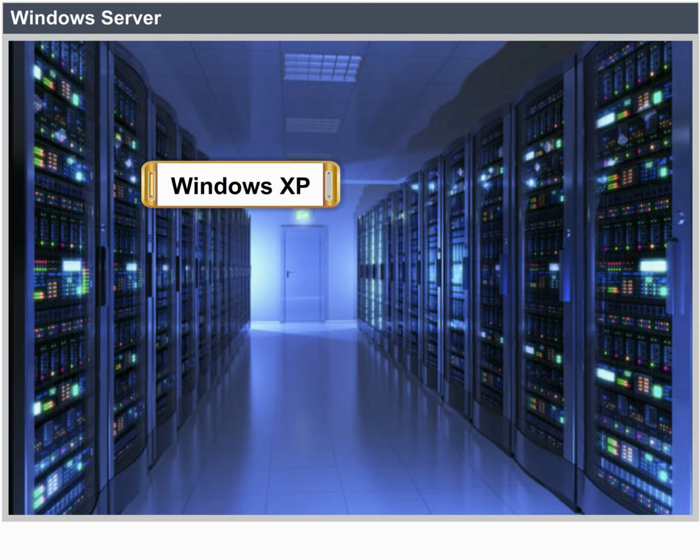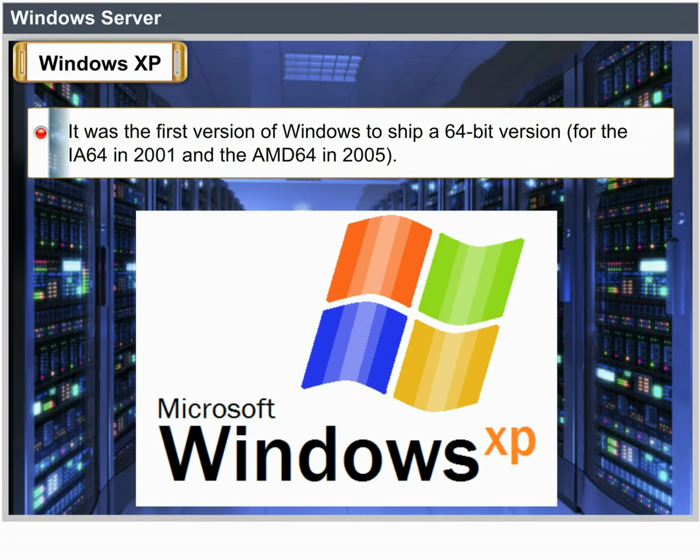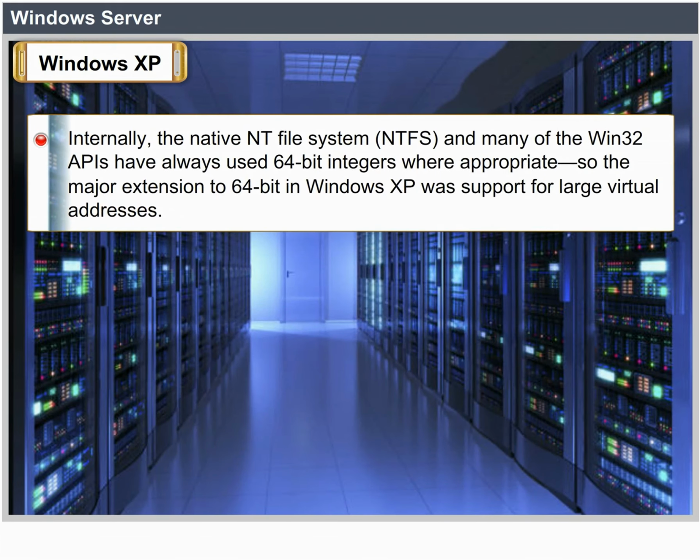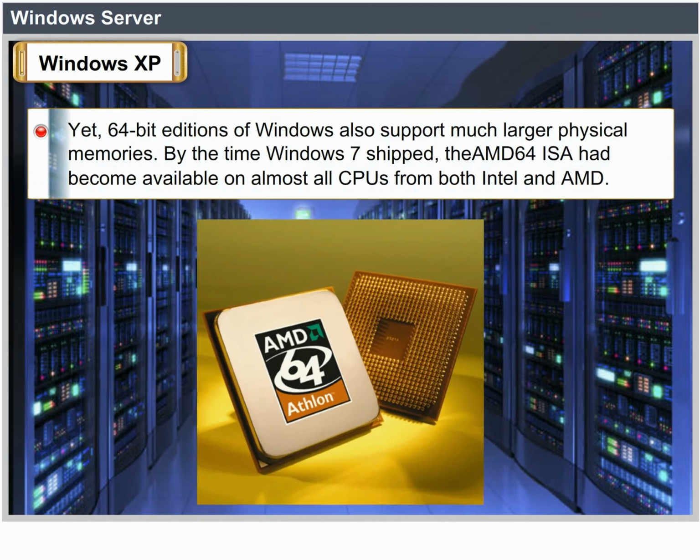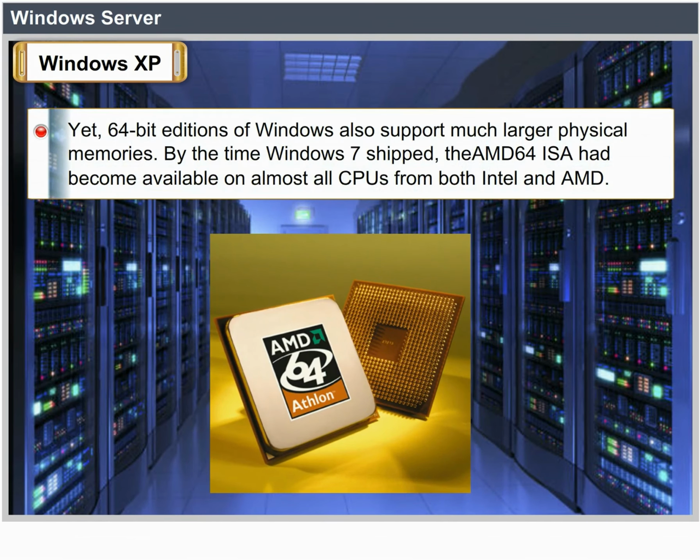Windows XP. It was the first version of Windows to ship a 64-bit version for the IA64 in 2001 and the AMD 64 in 2005. Internally, the native NT file system NTFS and many of the Win32 APIs have always used 64-bit integers where appropriate, so the major extension to 64-bit in Windows XP was support for large virtual addresses. However, 64-bit editions of Windows also support much larger physical memories.